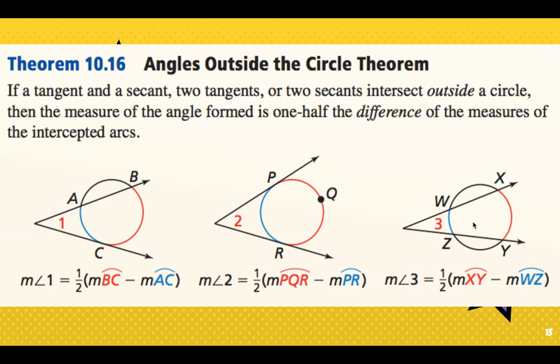Same thing over here. Now we have 2 secants that meet outside of a circle. Those 2 secants create angle 3. And angle 3 intercepts this red arc and this blue arc. And again, you take red minus blue, take 1/2 of that difference. And you're always taking this bigger arc minus this smaller arc.